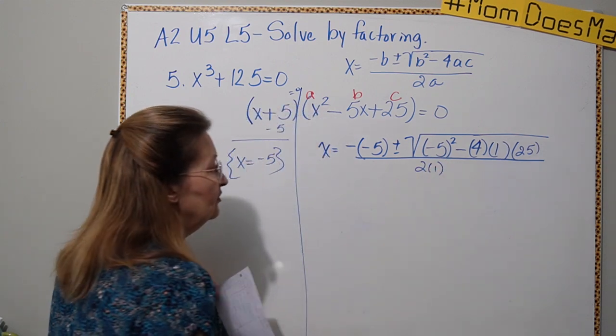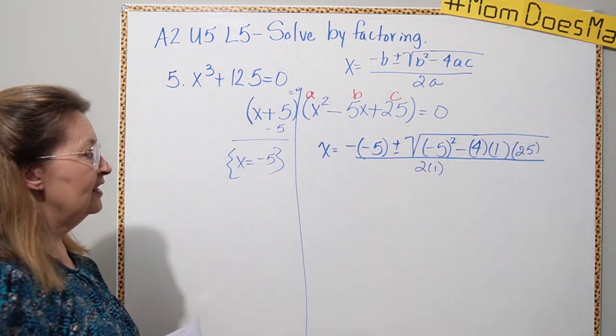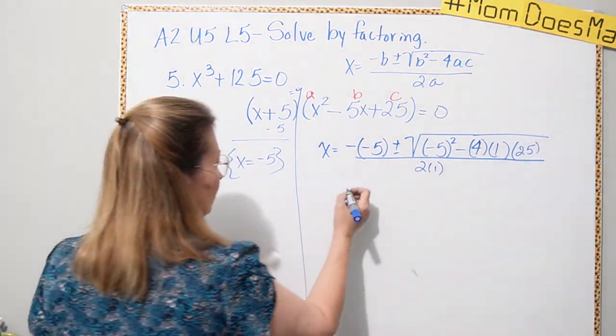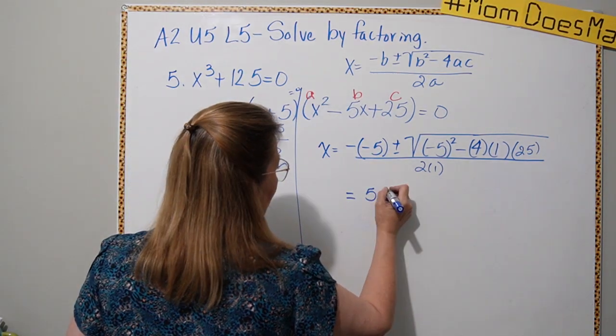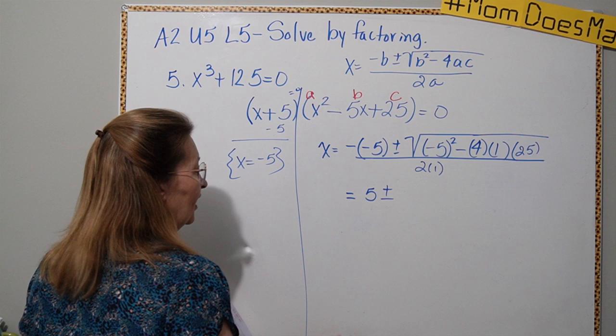Now I did no simplifying, I just plugged everything in. So now let's go clean this up some. Negative of negative 5 is positive 5. I have plus or minus.